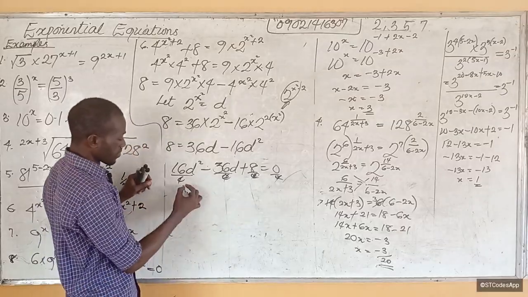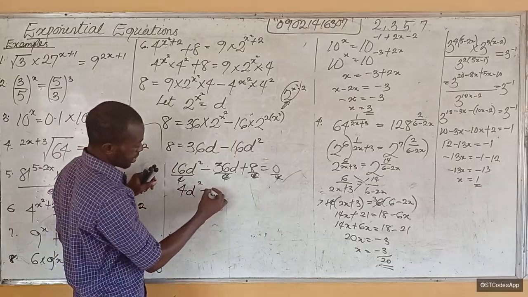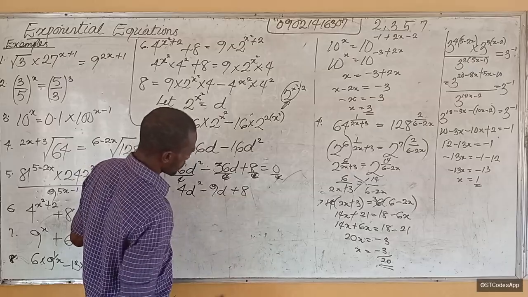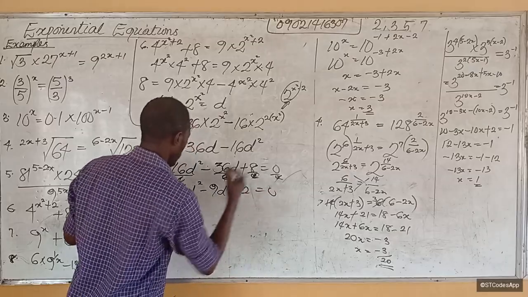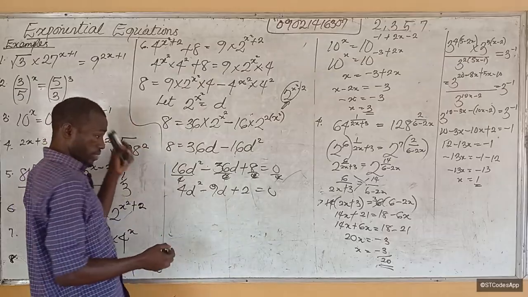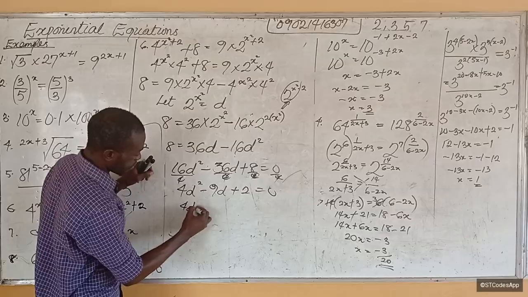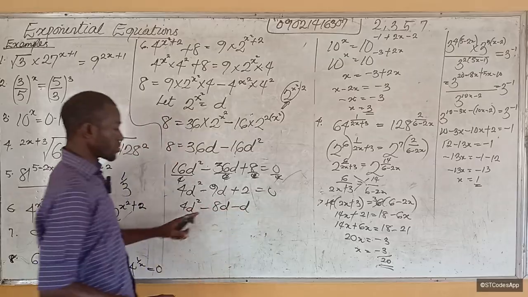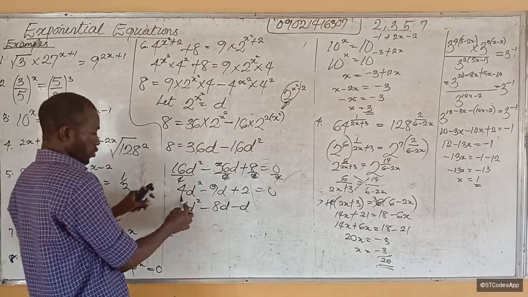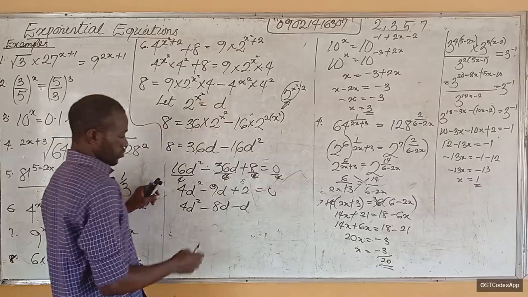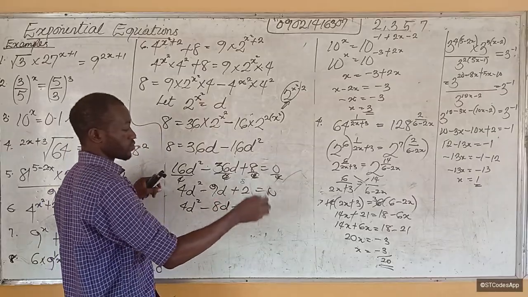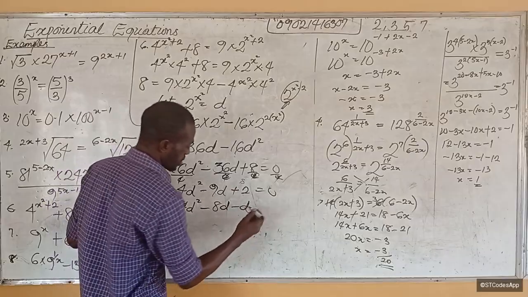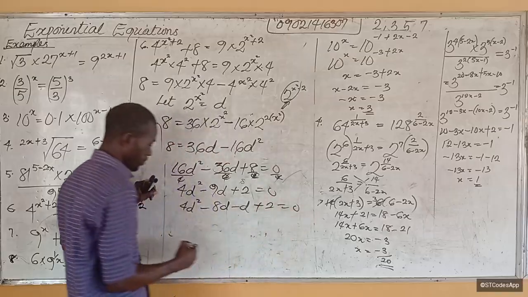So I'll have 4d squared minus 9d plus 8 plus 2 equals 0. So let's solve quadratically. It becomes 4d squared minus 8d minus d. Just solve by quadratic equation. Multiply this by 1, 8. So it's 8 times 1 minus 8 times minus 1. That will give us 8. So substitute that here. It becomes this. Then plus 2 equals 0.